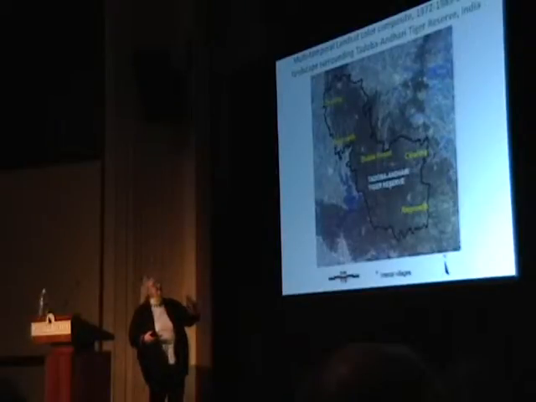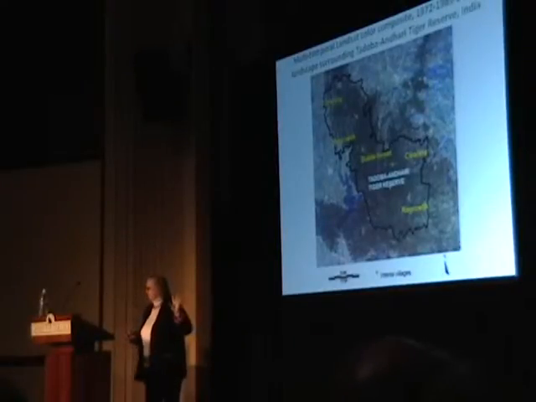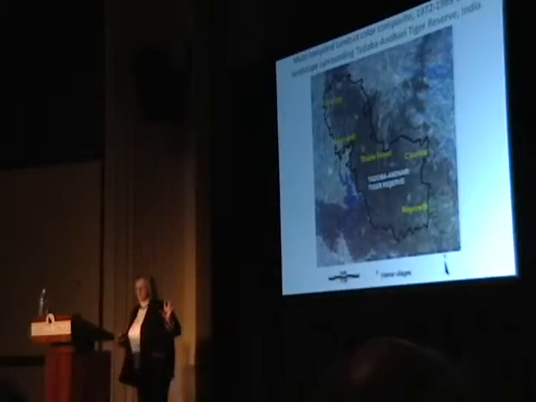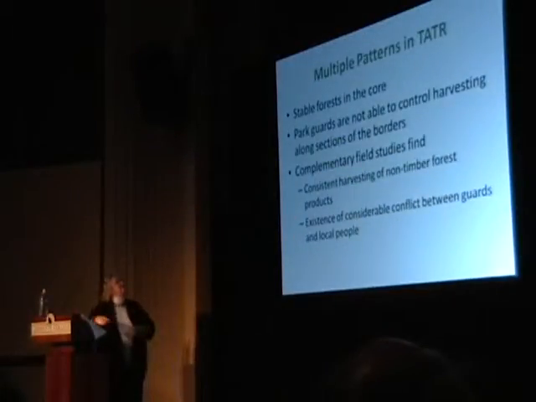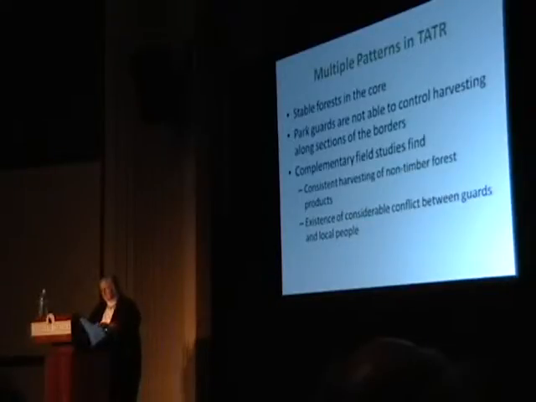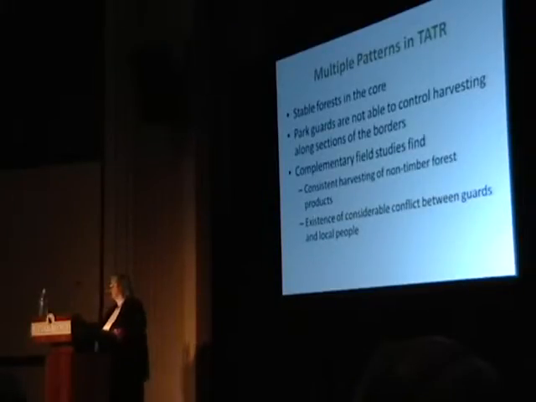And this is an area where they have a very big budget and are able to invest in a lot of monitoring. So what we find is multiple patterns, stable forests in the core, but the park guards are not able to control harvesting all the way along, even though they have a big budget. And when we look at ground studies, and I haven't done any in this area, but my colleagues have, we find all sorts of harvesting and other things going on that shouldn't.